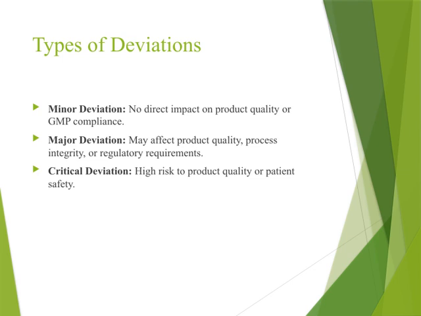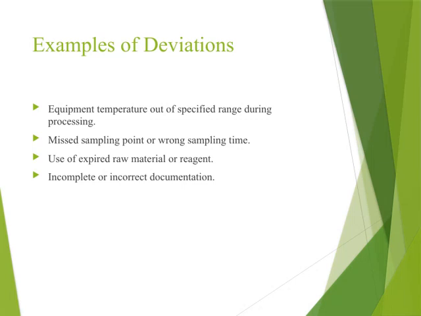Finally, we come to critical deviations. These are the most serious. They pose a high risk to product quality or, more importantly, patient safety. Recognizing and addressing these deviations quickly is crucial to ensure we maintain the highest standards and protect those who rely on our products. Understanding these categories helps us prioritize our responses and uphold our commitment to quality and safety throughout the manufacturing process. Let's look at some common examples of deviations that can occur in our processes.